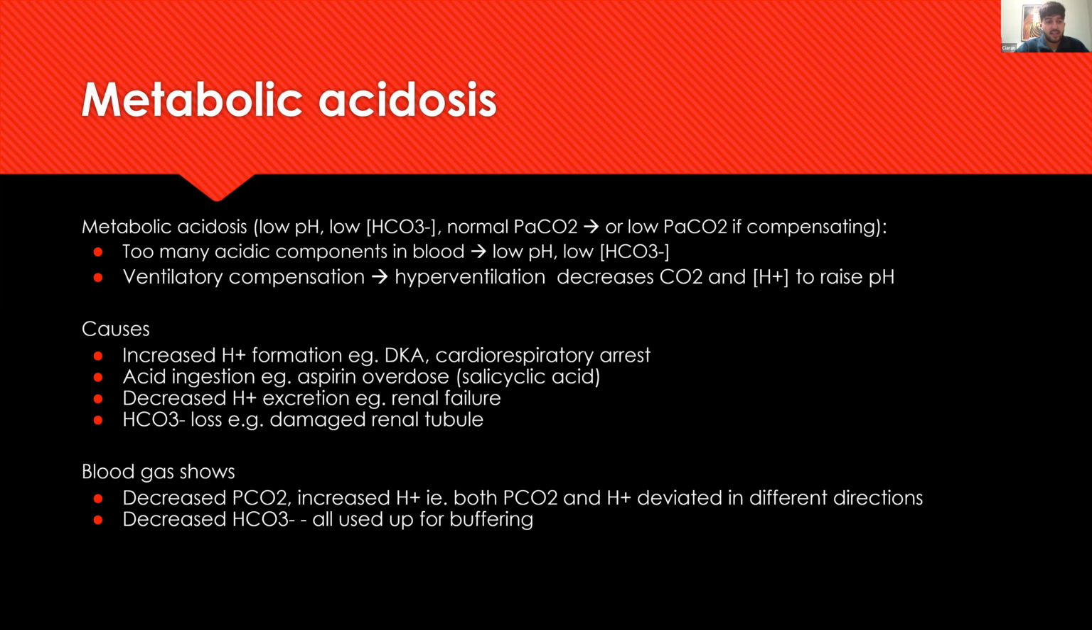Now moving into the territory of metabolic pH disturbances. Metabolic acidosis is where we have a low pH and a low bicarbonate, and then the PaCO2 may be normal or it may be low in the case of compensation. So thinking about this step by step, we start off by having too many acidic components in the blood, and this could either be produced internally by the body, or these could be ingested. And that results in a low pH and a low bicarbonate, as all those protons are reacting with the bicarbonate to shift that bicarbonate buffer system to the left.